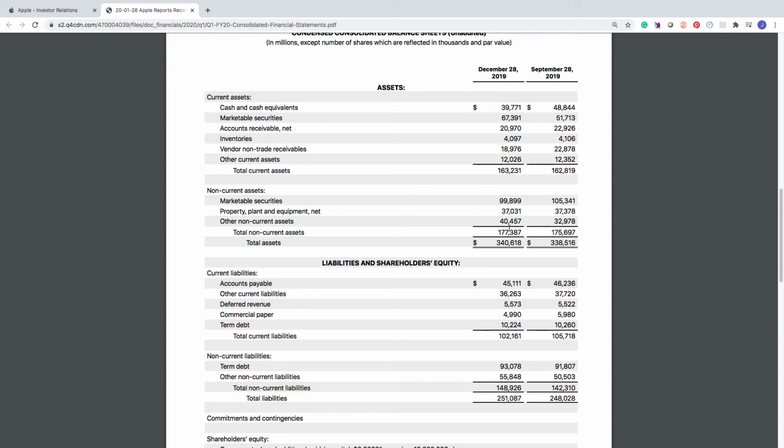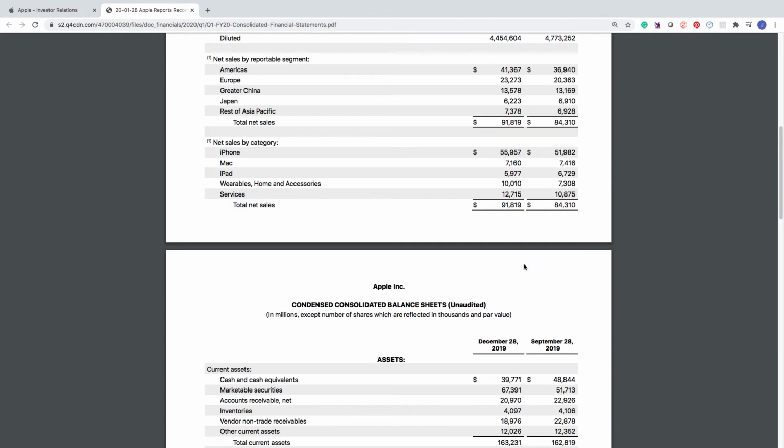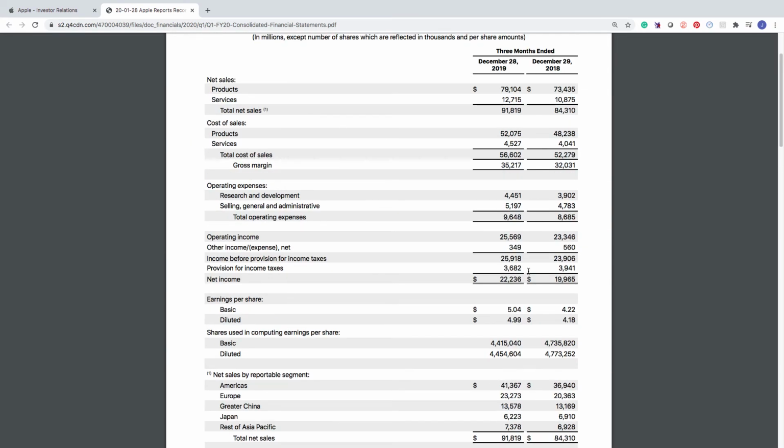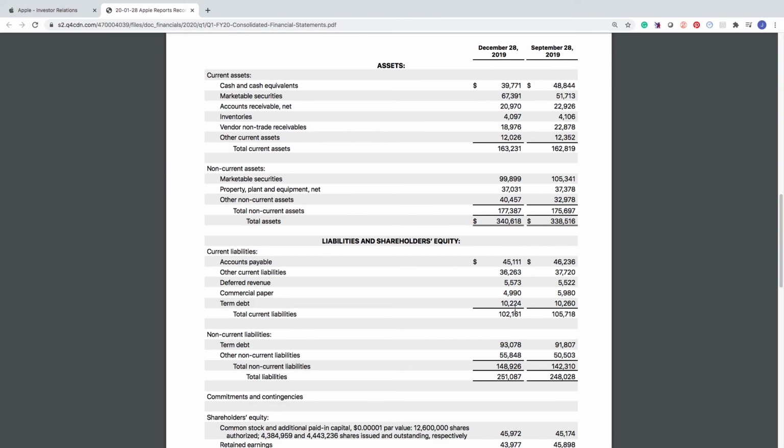So this gives you a good sense of how cash generative a company Apple is. And if we go a step back and look at the income statement, you'll recall that Apple actually generated 22 billion of net income just in this quarter. So it gives us a sense of the cash generation capacity of this company.